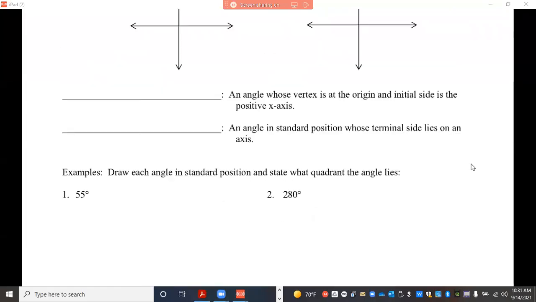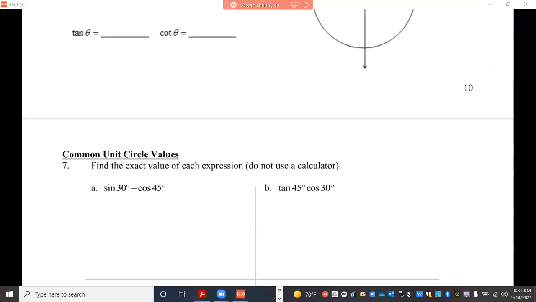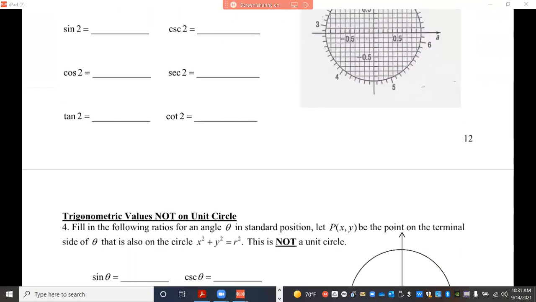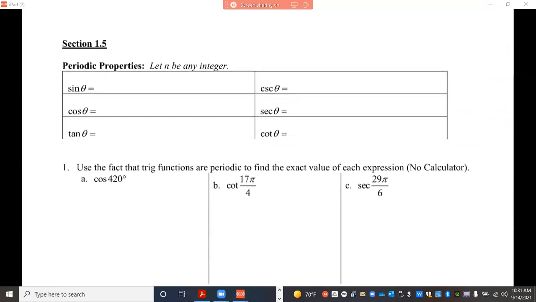So what we're going to be doing today is looking at some fundamental identities or formulas or theorems that we'll be applying to our trig functions and related to the unit circle. So we'll be looking at section 1.5 today.